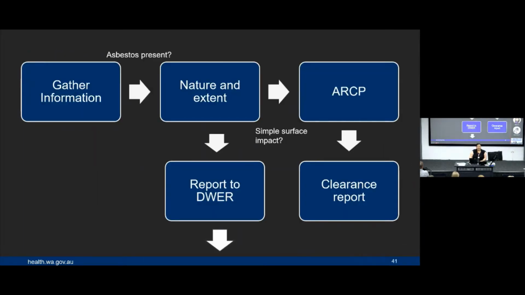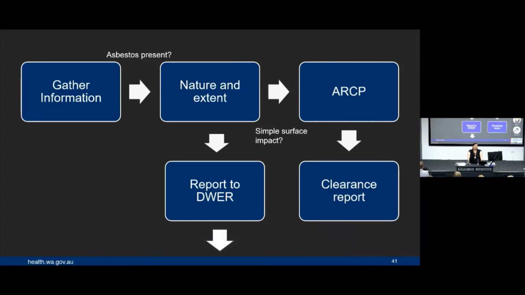In terms of the process that we've got in the guidelines, it follows very much the updated guidelines, the same process as before. So you gather your information about the site, you look at your site history, you do a site inspection, you get an idea of the nature and extent of the contamination. Is it bonded? Is it not bonded? How much of it is there? How deep does it go? How wide does it go? And you determine from that what to do next.